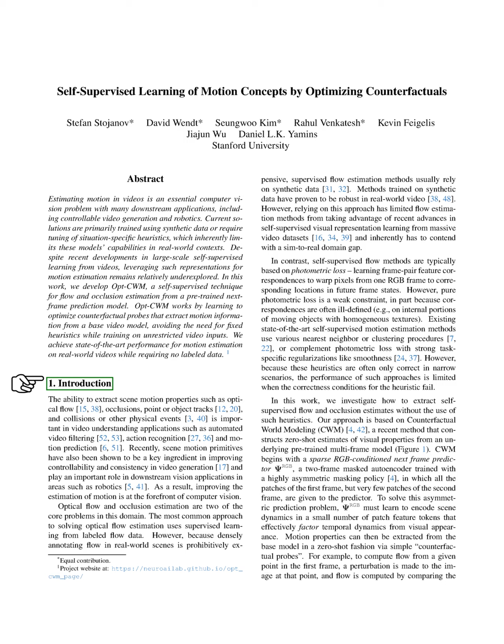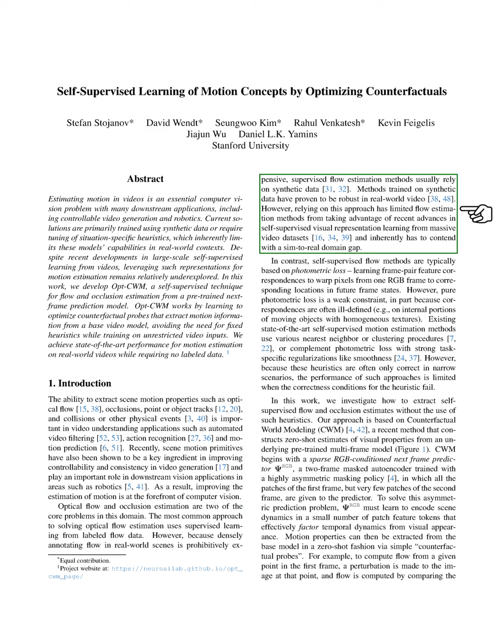Section: Introduction. In this section, we discuss the importance of extracting motion properties from scenes, such as optical flow and occlusions, for applications like video filtering, action recognition, and motion prediction. We note that these motion primitives are crucial for enhancing video generation and are significant in fields like robotics. Consequently, improving motion estimation is a key focus in computer vision, with optical flow and occlusion estimation being central challenges.